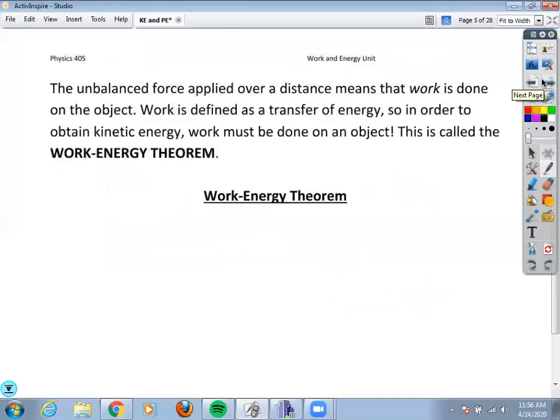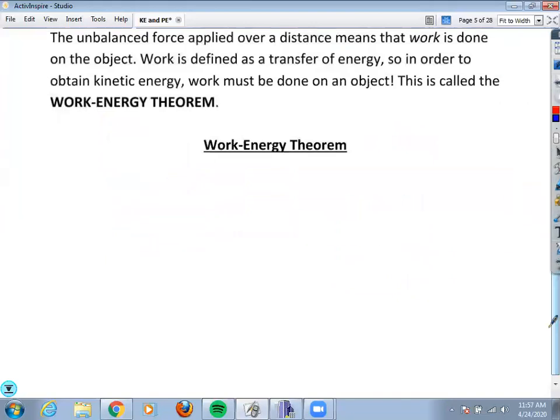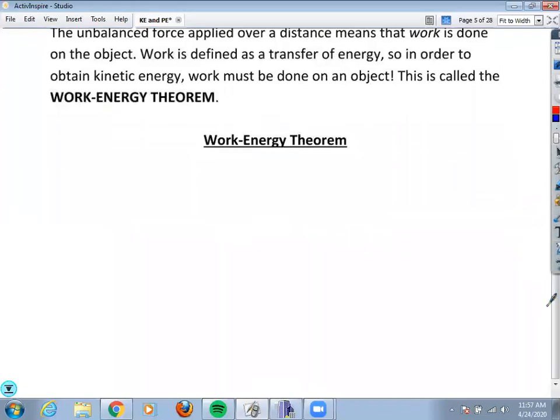We'll get into some examples with the kinetic energy equation later, but we're going to jump right into the work energy theorem. So remember that work is defined as a transfer of energy. Work is done when an unbalanced force acts over a distance. And so therefore, if an object is going to start to move, i.e. if it's going to gain kinetic energy, then work must be done on an object.